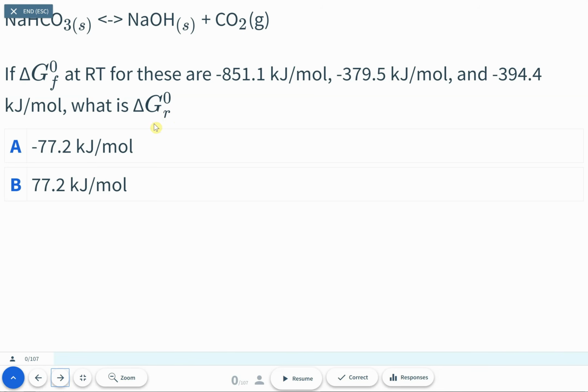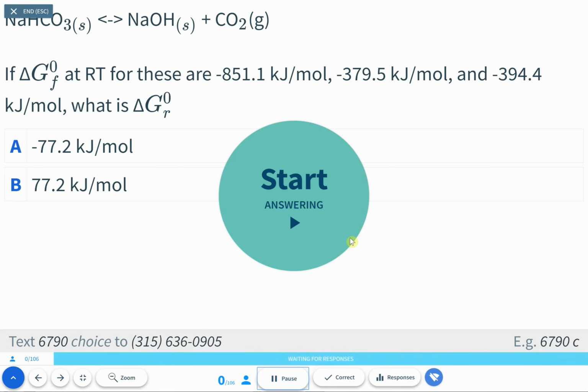I usually put the R between the delta and the G. Same thing though. What's the change in the free energy for this reaction? And again, if you don't remember from last time, we did this with entropy and enthalpy. It also works for free energy. You're just going to take the sum of the products minus the sum of the reactants, and you would multiply that by the number of moles of each species. So go ahead and give that a start.